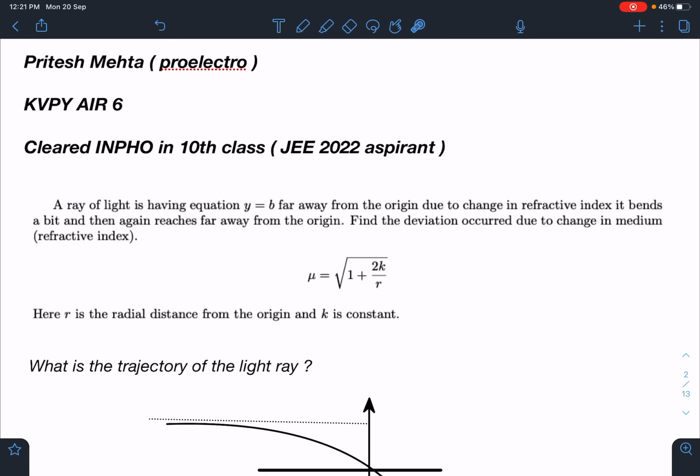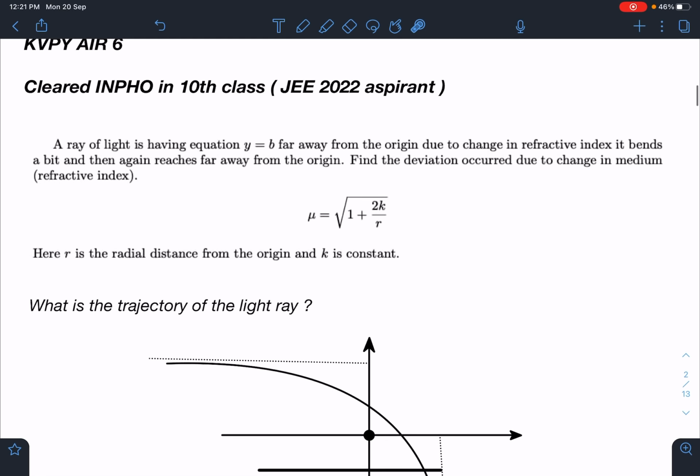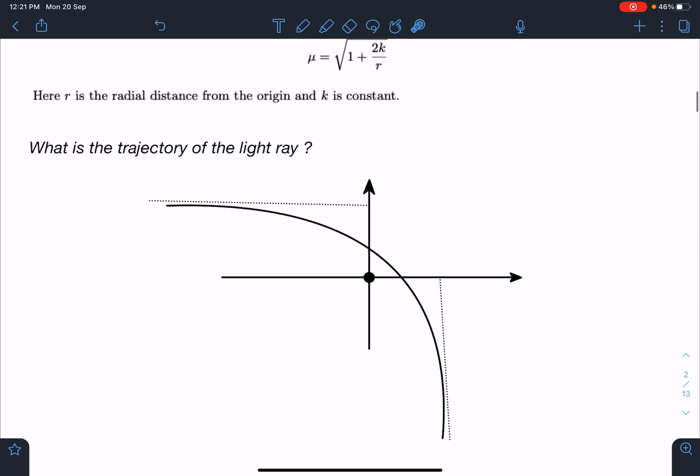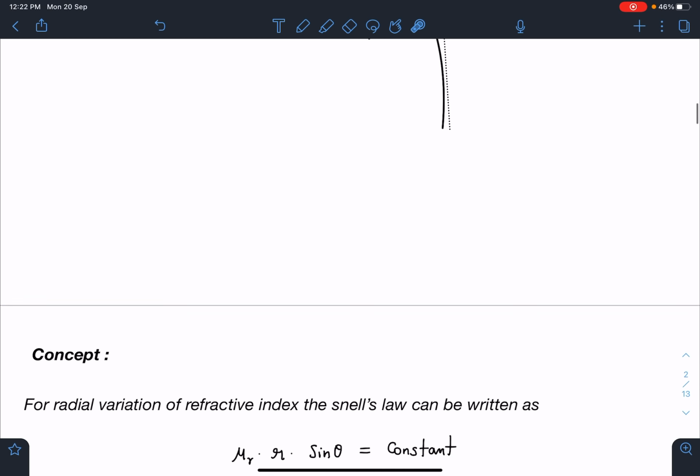So I have added another part to this. What will be the trajectory of this light ray? And the diagram will look somewhat similar to this. This is the xy coordinate, and this is the distance b, which is mentioned in this problem. So it comes from far away, from infinity, and again it goes to infinity. So let's discuss this problem here.